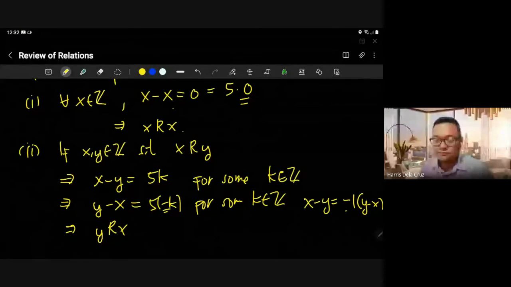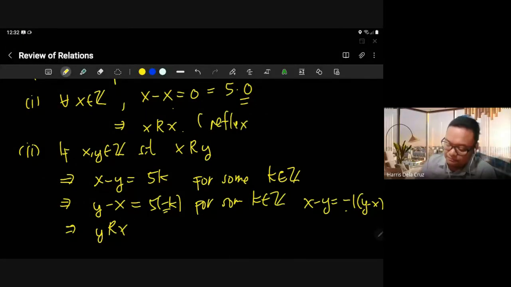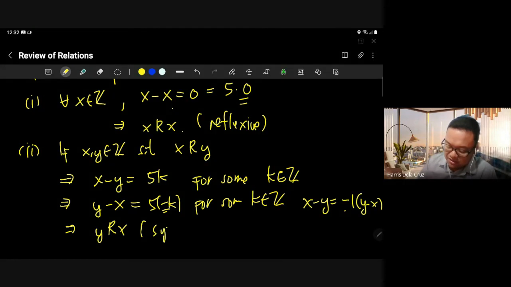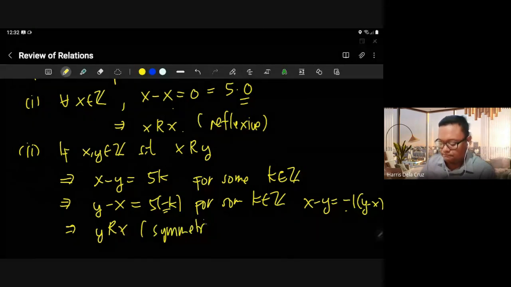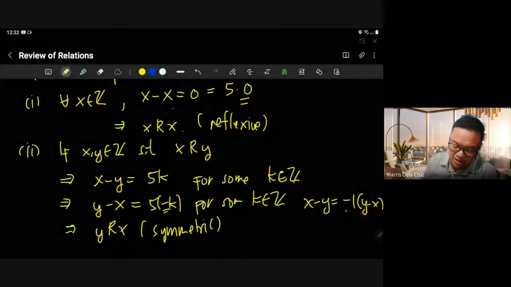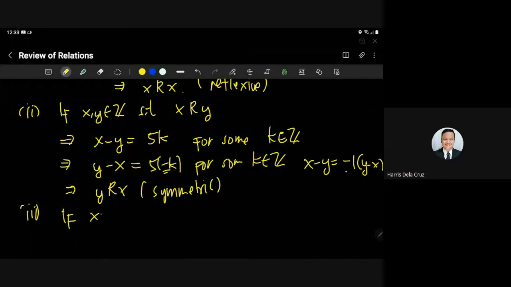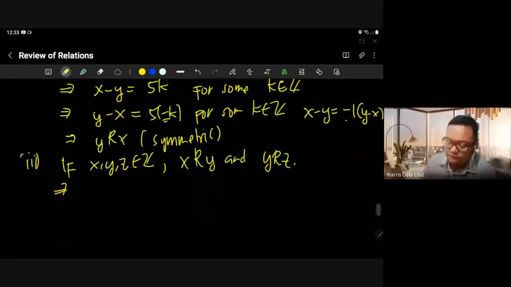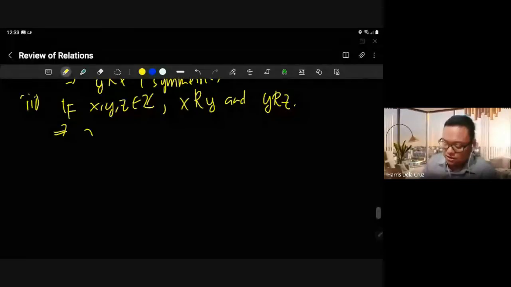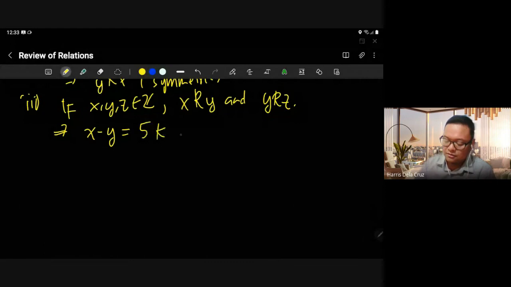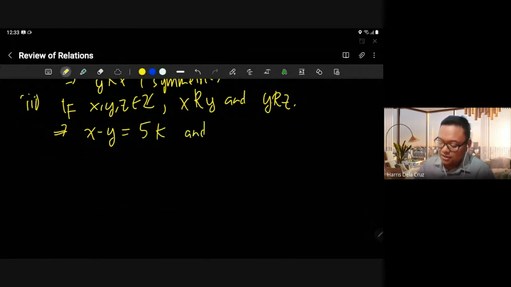Okay na. So, transitive siya. Meaning ito reflexive. Ito, symmetric pala, hindi transitive. Symmetric. And then finally, how do you show that it is transitive? Suppose x is related to y, meaning x minus y is 5 times k, and y is related to z.